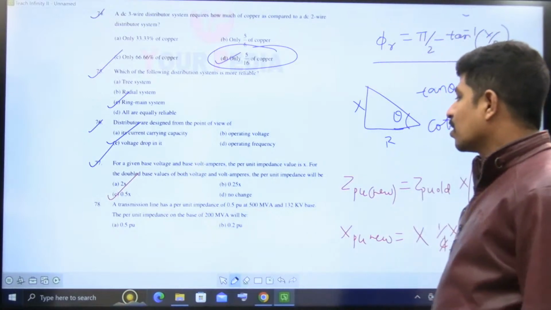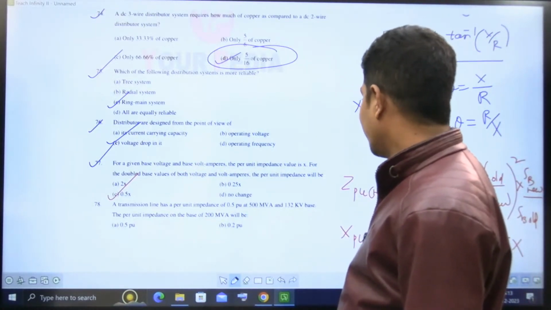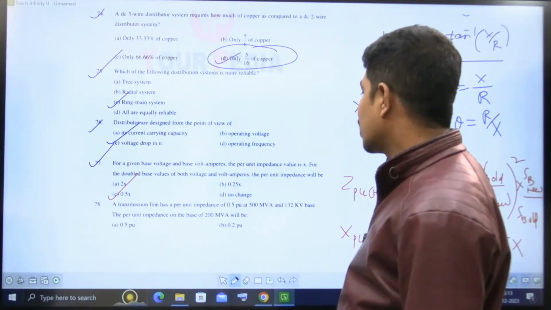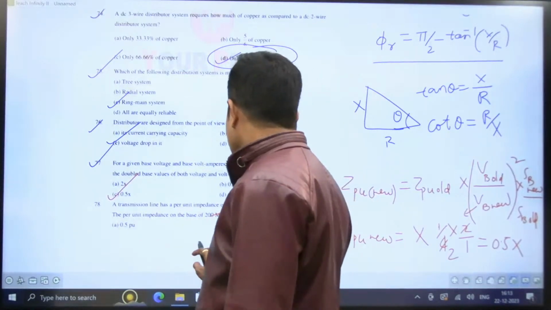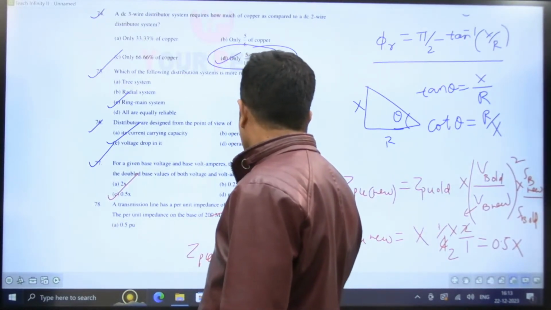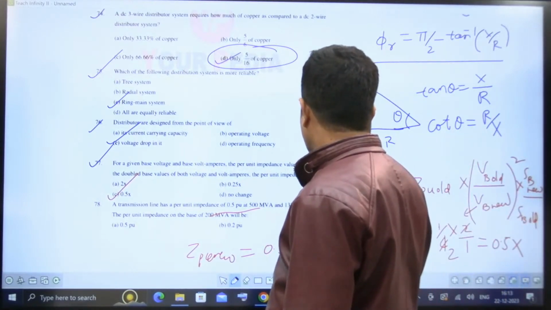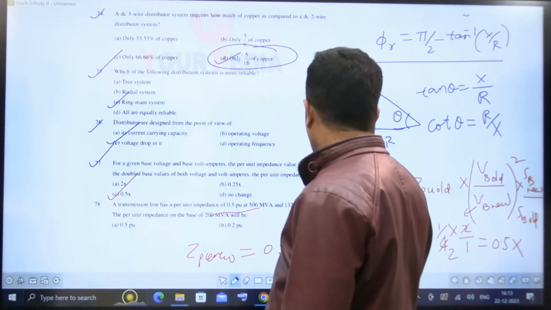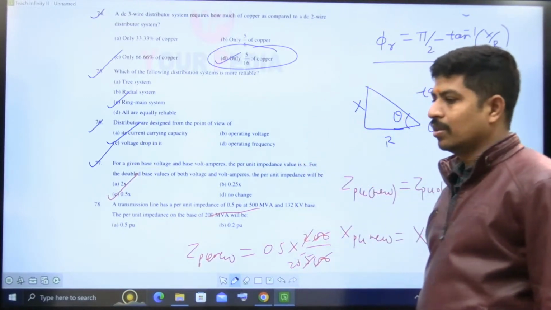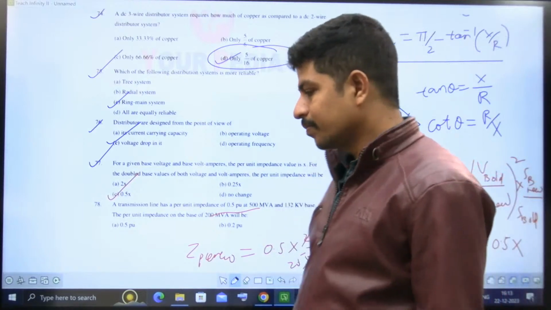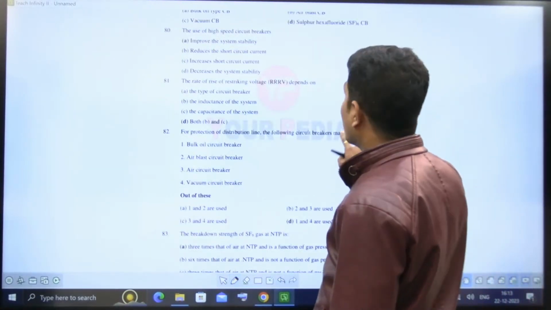Next question. It's also the same formula. A transmission line has a per unit impedance of 0.5 at 500 MVA and 130 kV base. The per unit impedance on the base of 200 MVA will be, only change in MVA. Voltage is same. So Z per unit new is equal to Z per unit old, how much is it? 0.5 into S base new 200 by S base old 500. So 0.5 by 2.5 is the answer, if you solve, you'll get. That's all. Those are not big questions. Okay, general questions, those are simple questions.